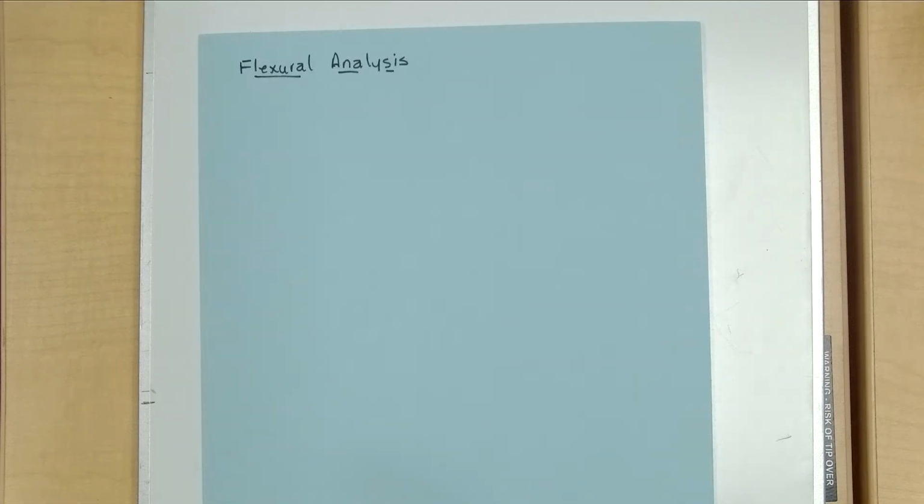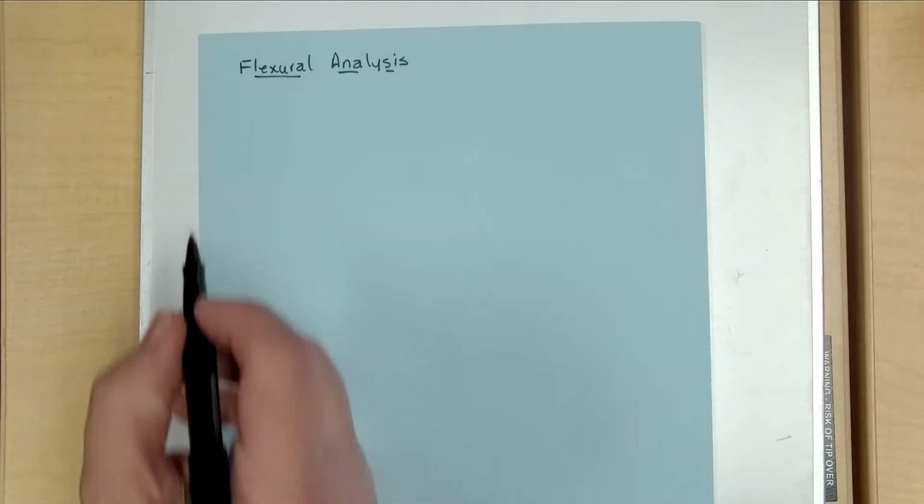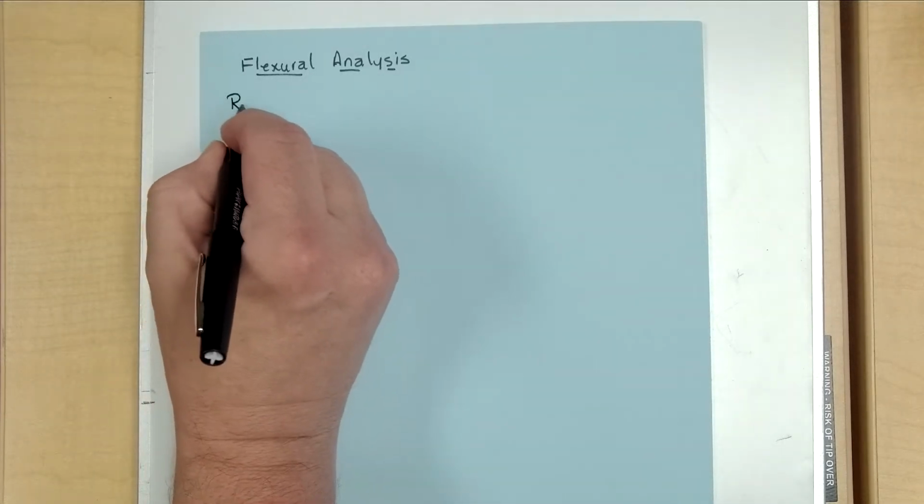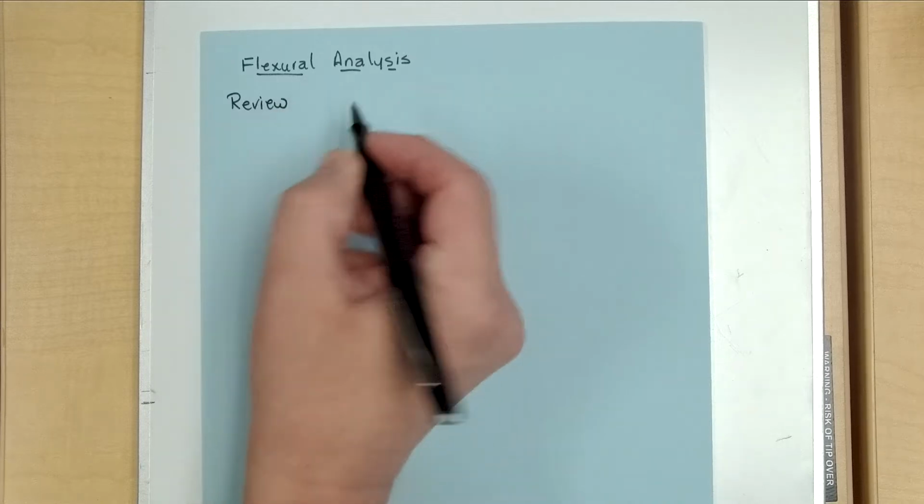All right, so we're going to do a review of flexural analysis for the midterm, and this will cover the analysis of beams to determine their adequacy, as well as we'll talk a little bit about the philosophy of design. So our review is going to start with the requirements.